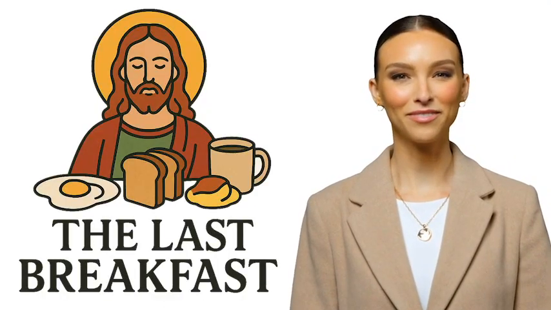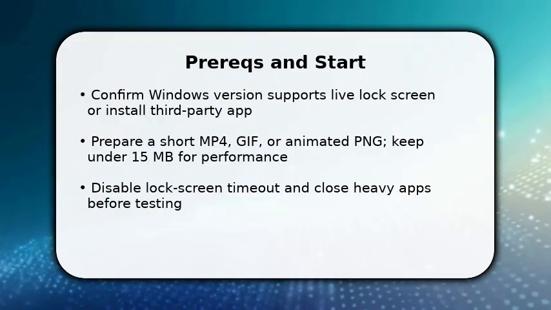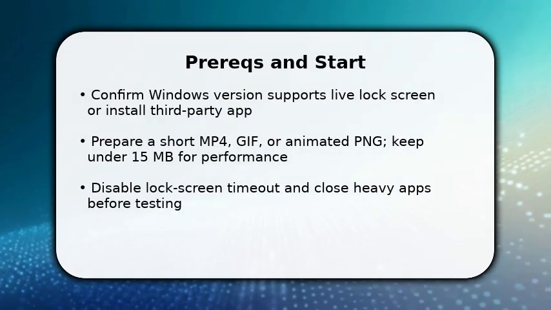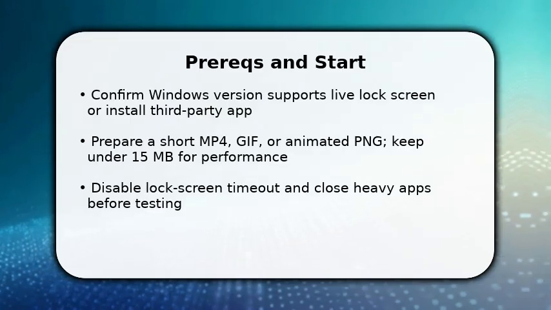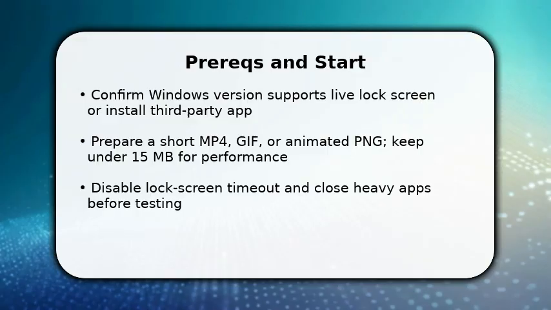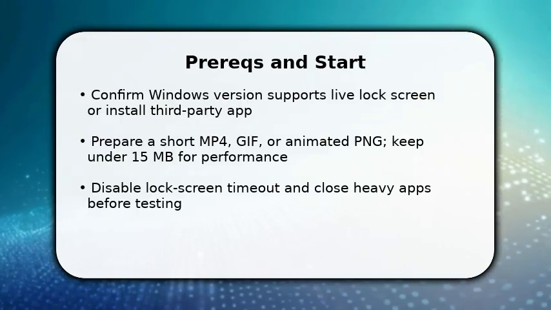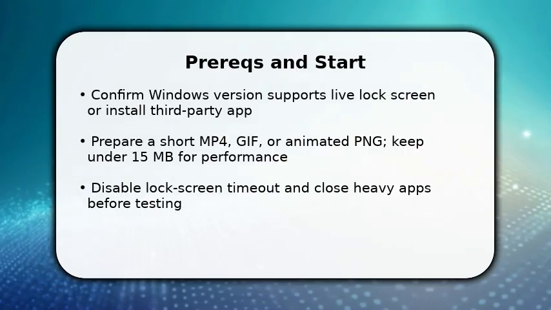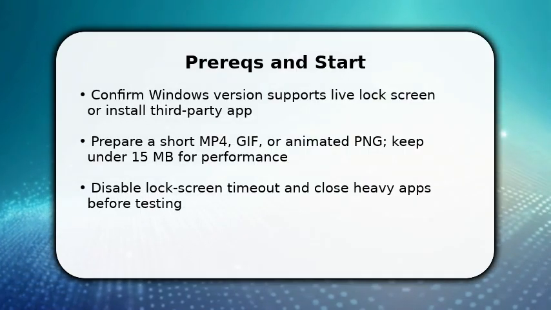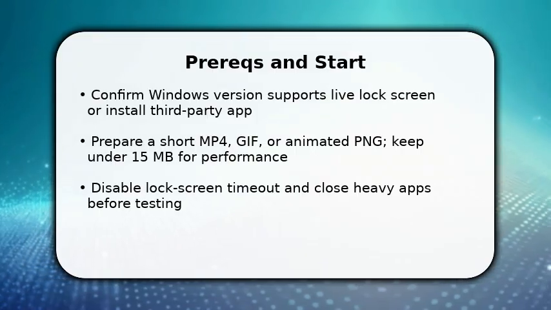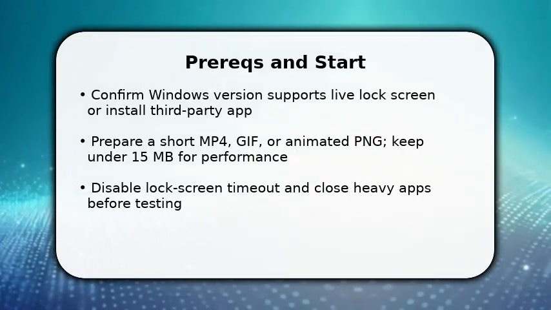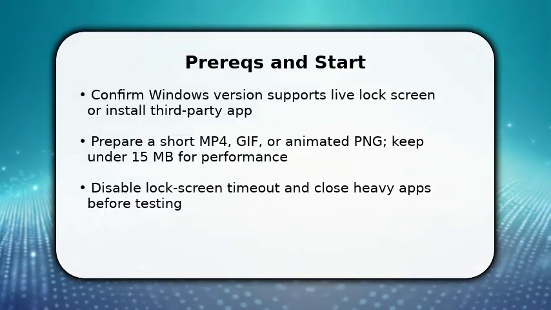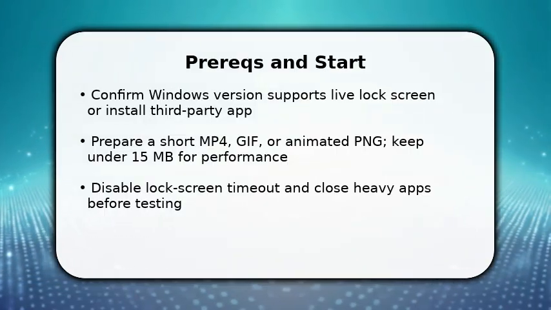Please enjoy the video. You begin by verifying your system and preparing the media. First, check that your version of Windows or your chosen utility supports animated lock screens, otherwise install a reputable app. Once done, pick a short MP4, GIF, or app, smaller than about 15 MB, to reduce CPU and battery impact. Make sure to disable quick lock timeouts and close heavy programs so you can test without interruptions. This setup prevents playback glitches and keeps the process focused and efficient.